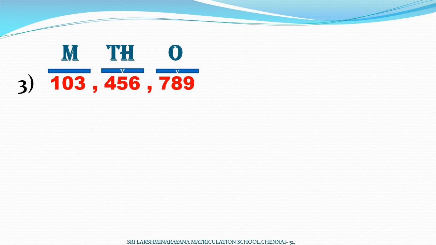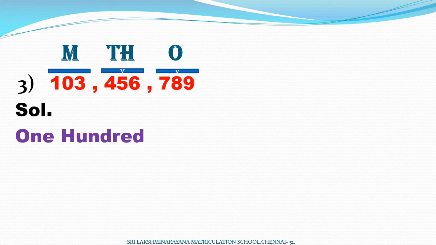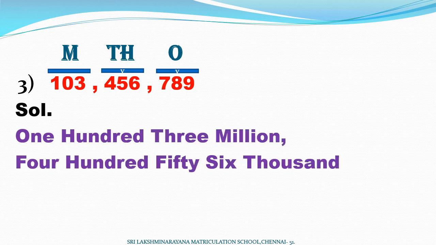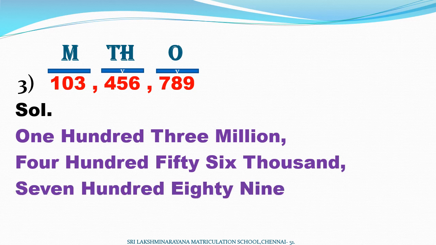So the next and last sum under this heading is given: 103,456,789. Before writing the name, first we have to place the periods: the last 3 digits in the ones period, the next 3 in thousands, and the last 3 in the million period. So we'll read the number as 103,456,789. For ones, you should not mention it as ones.